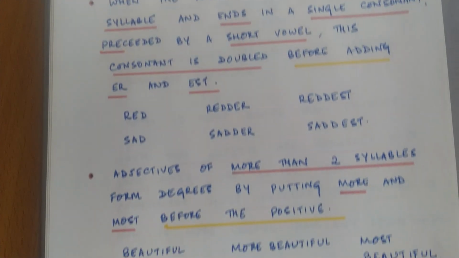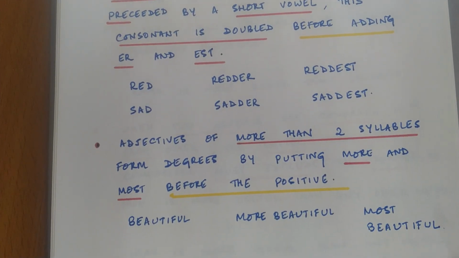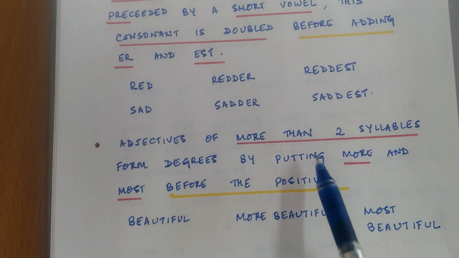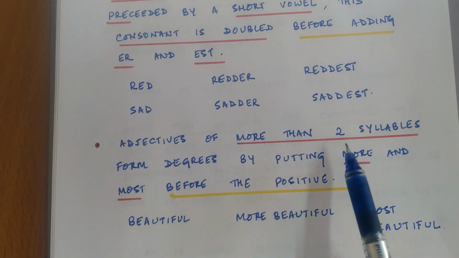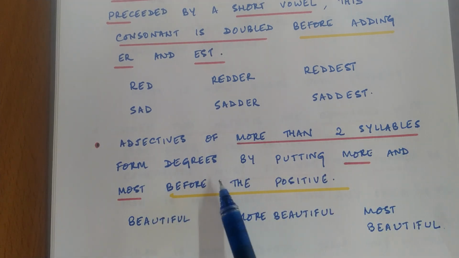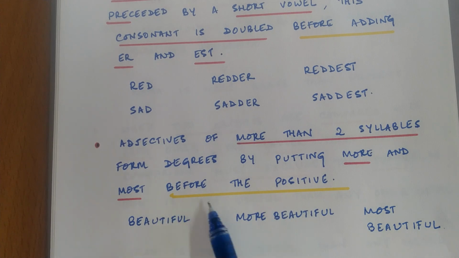Now, adjectives of more than two syllables form degrees by putting more and most before the positive. More than two syllables means beautiful. What are the syllables here? One is beauty and the other is full. So, adjectives of more than two syllables will form degrees by putting more and most before the positive adjective. So, beautiful becomes more beautiful in comparative and most beautiful in superlative.